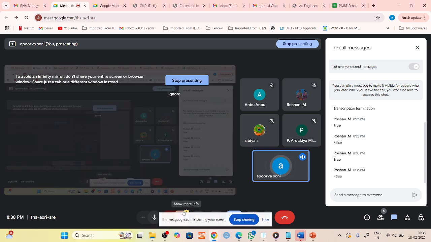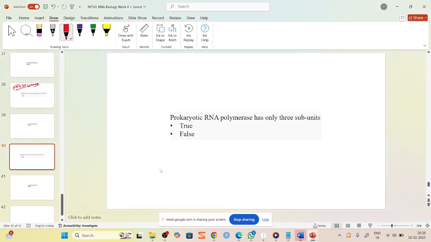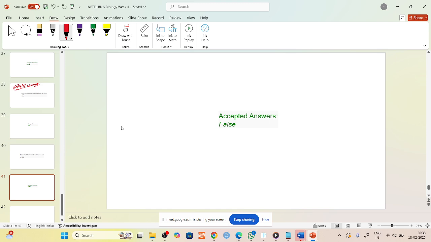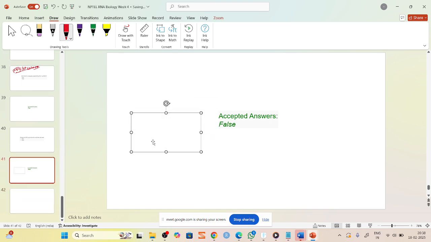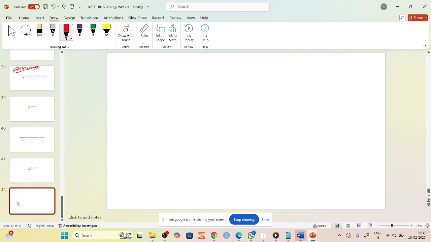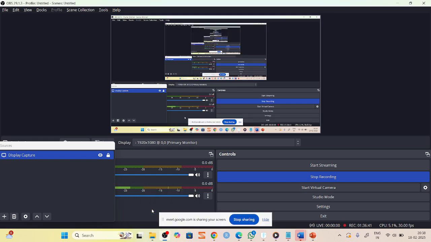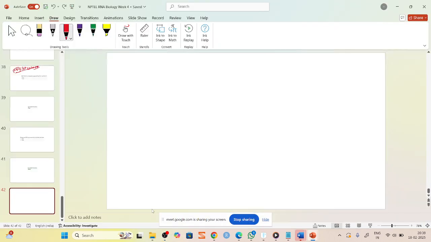Okay, so Roshan has answered false. So prokaryotic RNA polymerase has only 3 subunits. Obviously, it is false. Why is it false? Very quickly, see here. When I talk about RNA polymerase, the RNA polymerase is different for prokaryote and eukaryote. That we know. In eukaryotes, we have many different subunits present, and also in the case of eukaryotes, you have different kinds of RNA polymerase. You have RNA polymerase 1, RNA polymerase 2, 3, and so on.